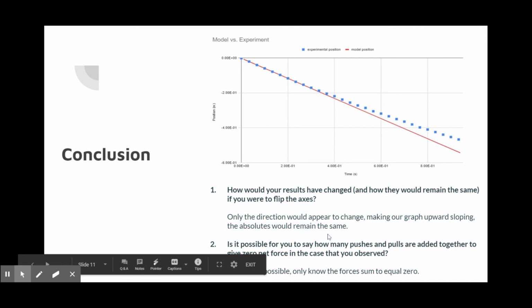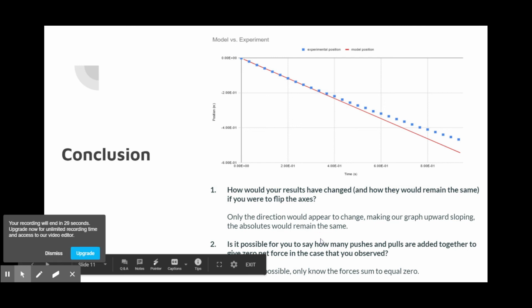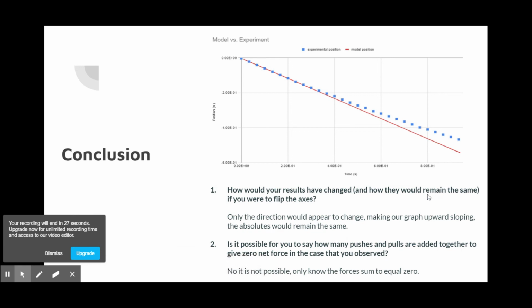Should we have chosen to flip our axes so that instead our ball was traveling in the positive x direction, our velocity would have been mirrored across the x-axis, visually showing a positive and increasing slope in the first quadrant of the xy plane, and the absolute value of our velocity would be the same. As with the absolute value of our position points, merely the direction of the object would appear to change.